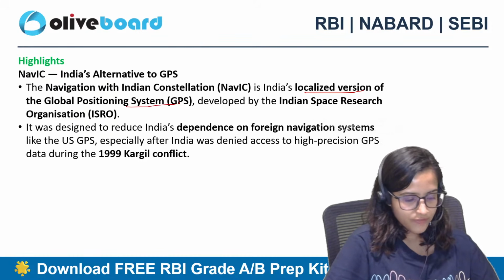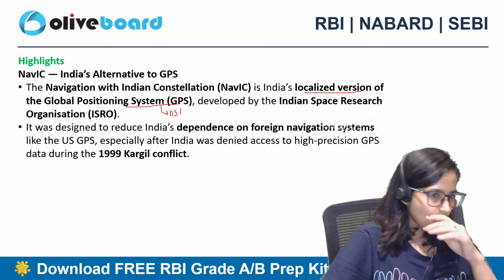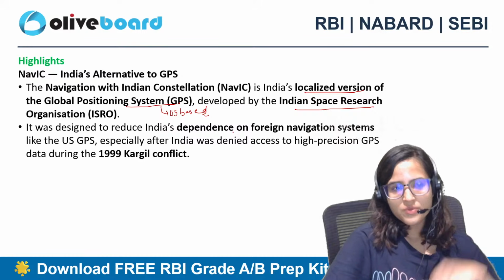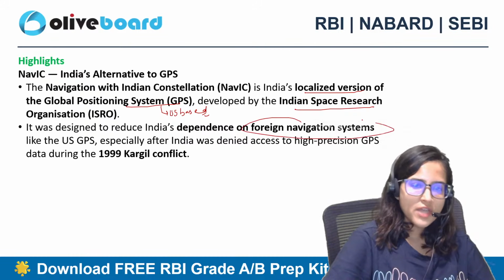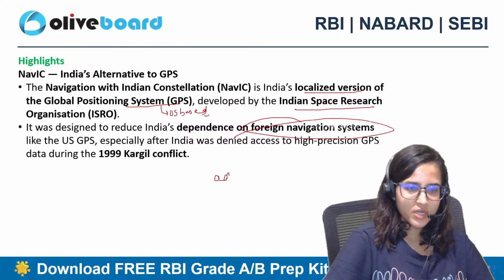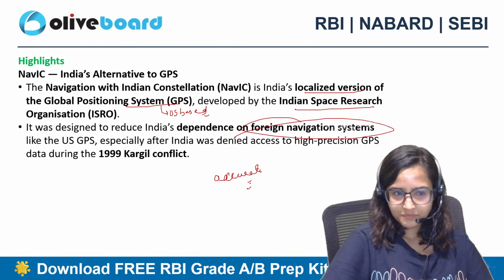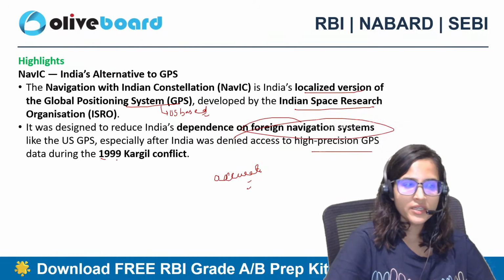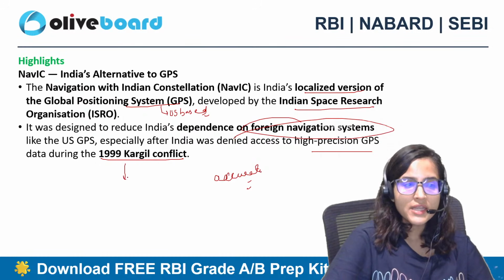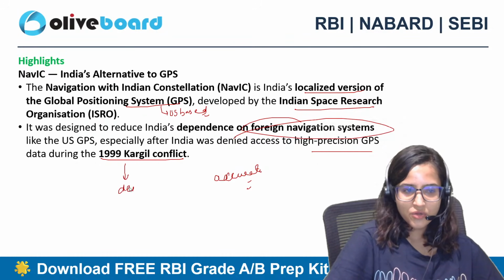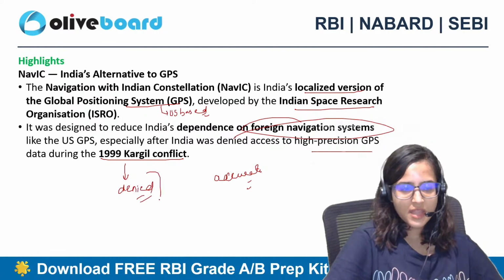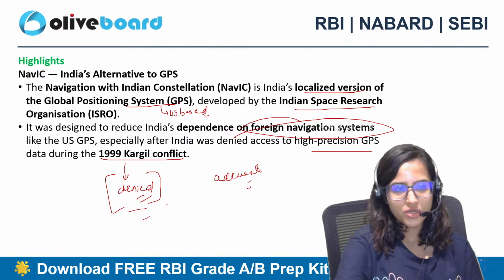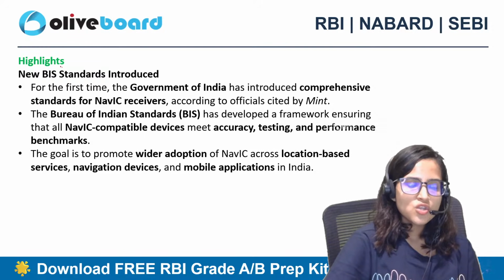So just as we have the GPS, which is US-based, we have NavIC at the Indian level, which is developed by ISRO. It was designed to reduce India's dependence on foreign navigation systems so that we can get accurate results, especially after India was denied access to high-precision GPS data during the 1999 Kargil conflict. So we were denied access during this Kargil conflict, and that is why we decided that having our own navigation system is very, very important. Now what are these new BIS standards?